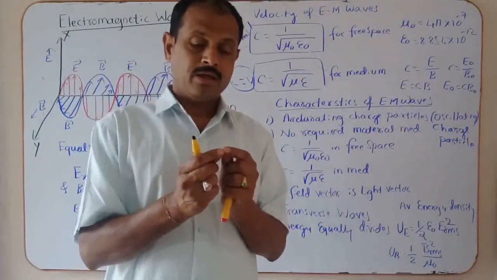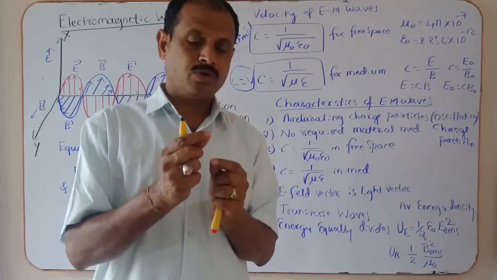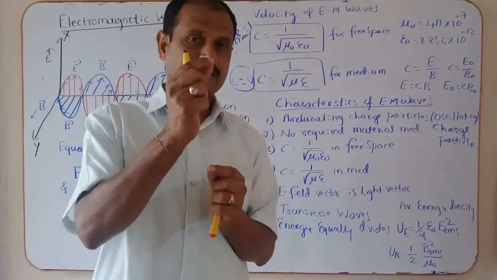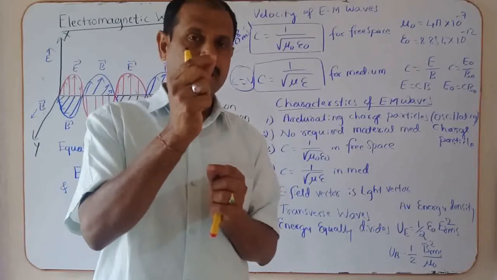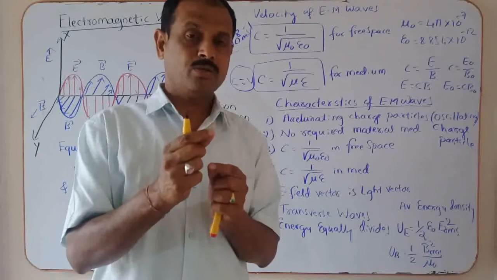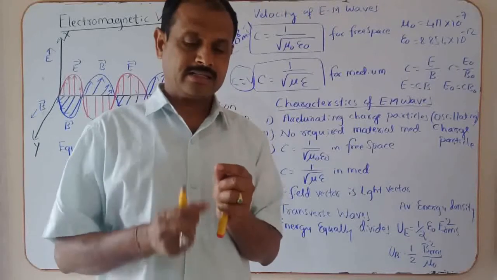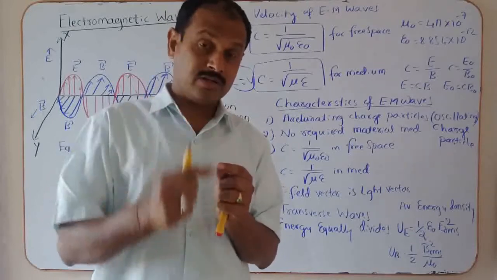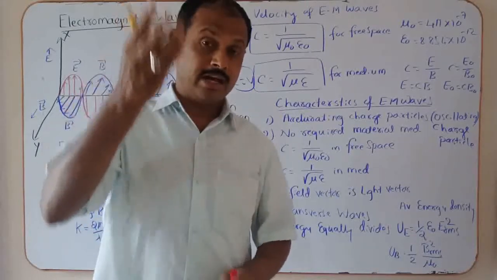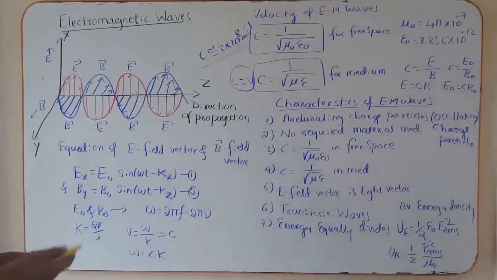Oscillating means at the mean position the velocity is maximum, then it goes on decreasing, decelerating. Again it comes to the extreme position. Again from the extreme to the mean position, velocity goes on increasing, it accelerates. Again it decelerates and accelerates. Even in the case of an oscillating charged particle, it accelerates and decelerates. It is also a source of electromagnetic waves.